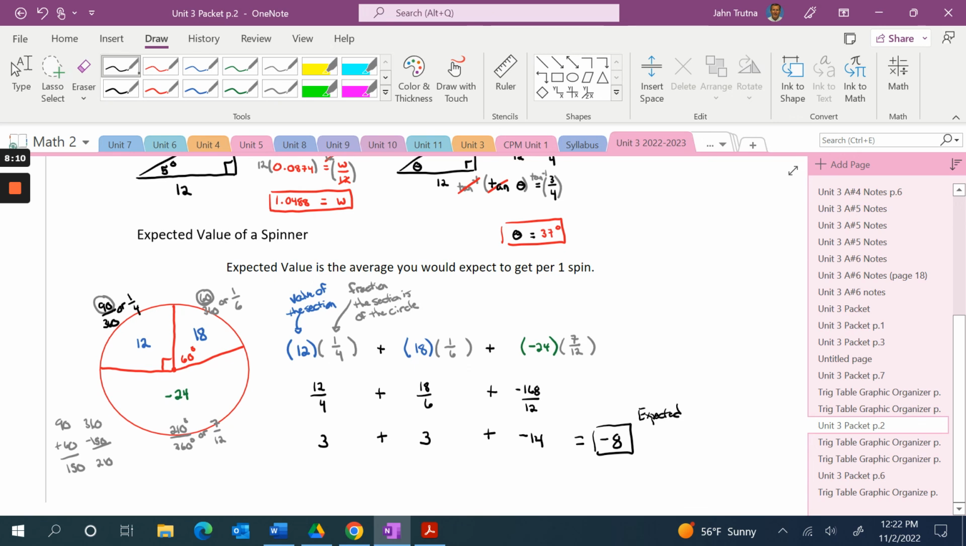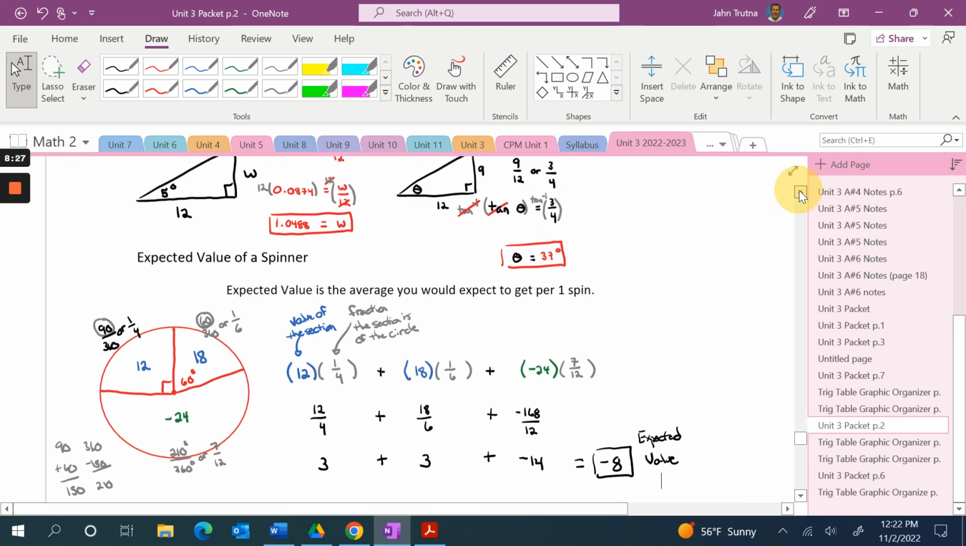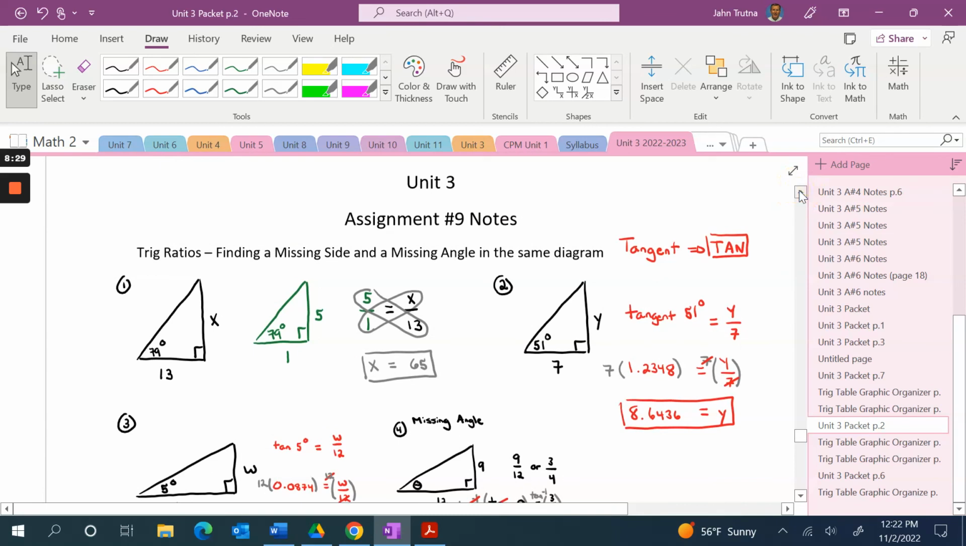So what does that tell me? That's telling me that on average, I would expect to lose 8 points per spin, according to this spinner here. And there we go. Expected value, you guys. So that is the notes for Unit 3, assignment number 9.